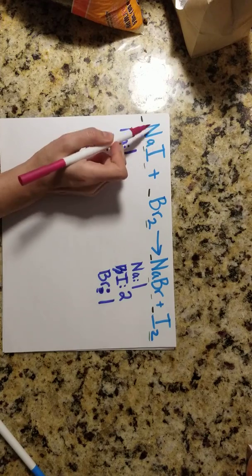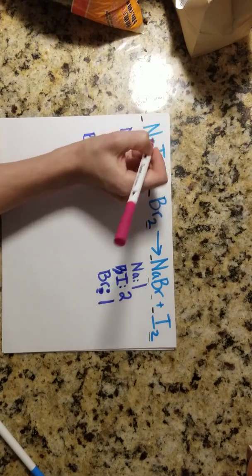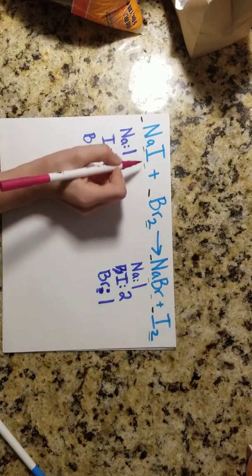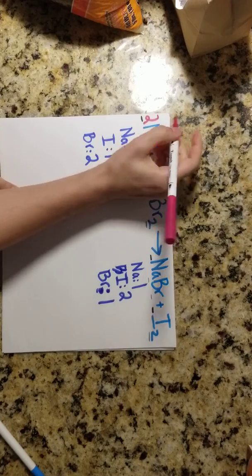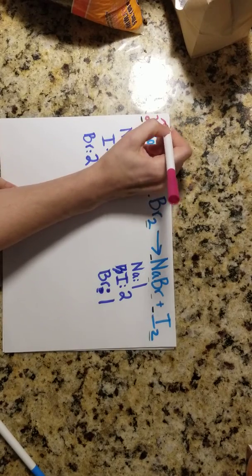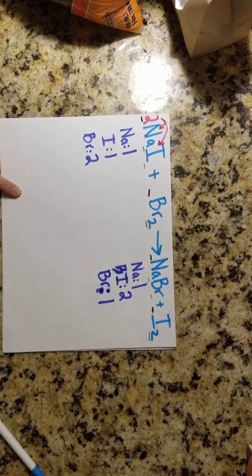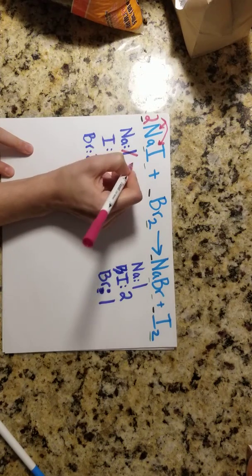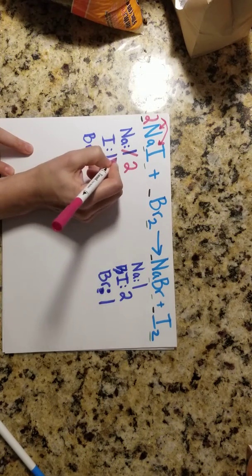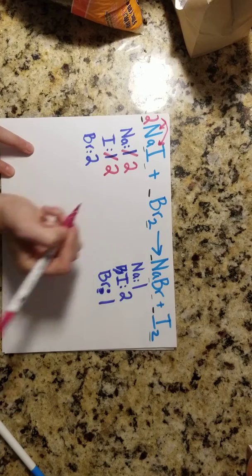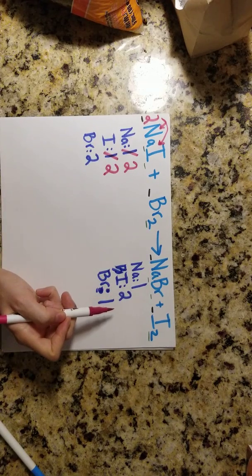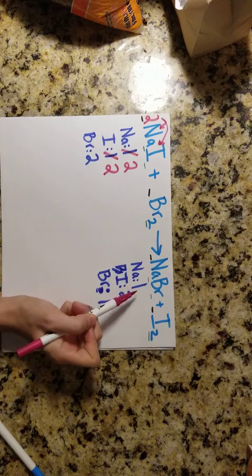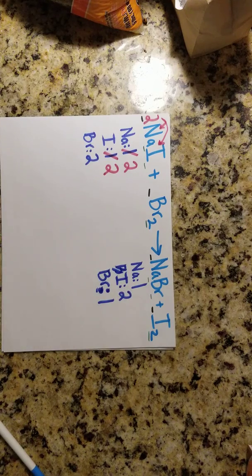So that I is right here, and the only number we can put in is in front of this whole compound. So 2 times that. So we're going to put a 2 right here. And so it's 2 times Na and 2 times I. So it's going to become a 2, and this I is going to become a 2. Now, notice that our I is now fixed, but we messed up our Na, and our Br is still messed up.